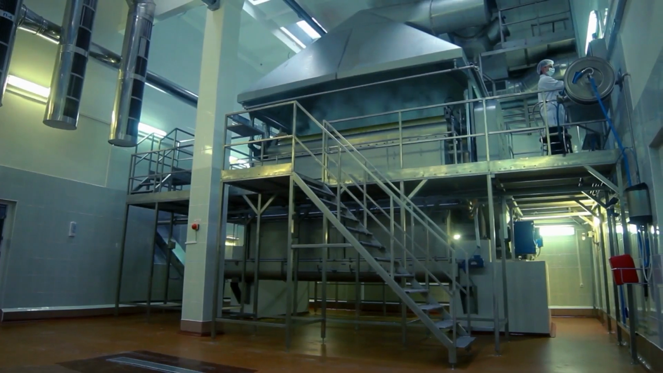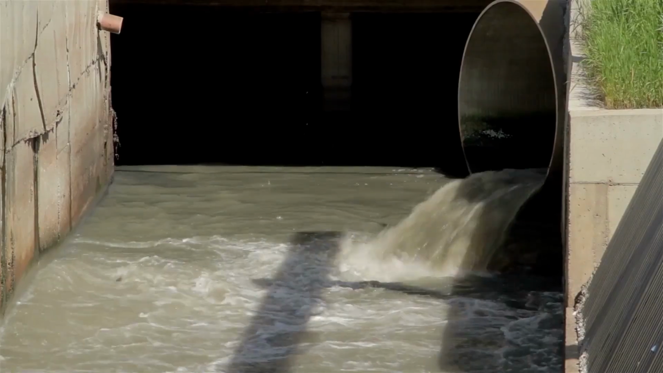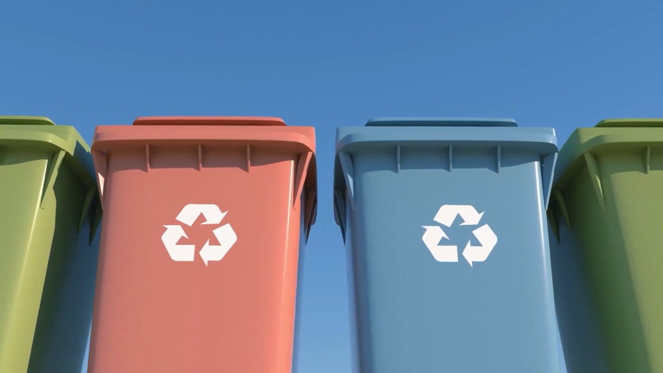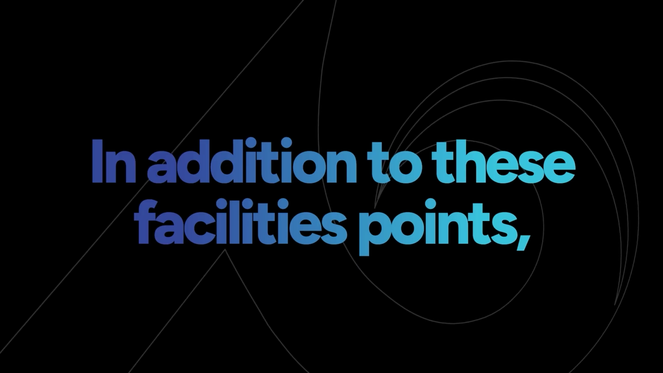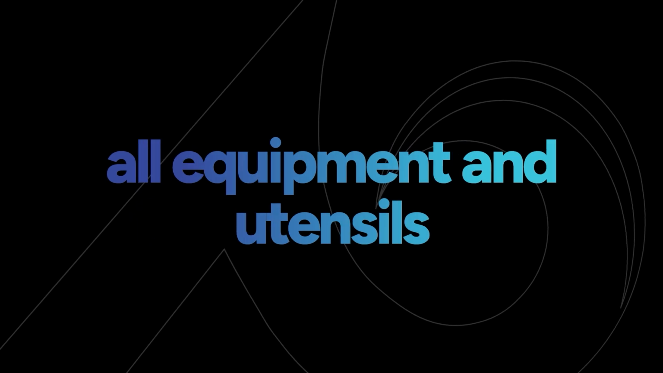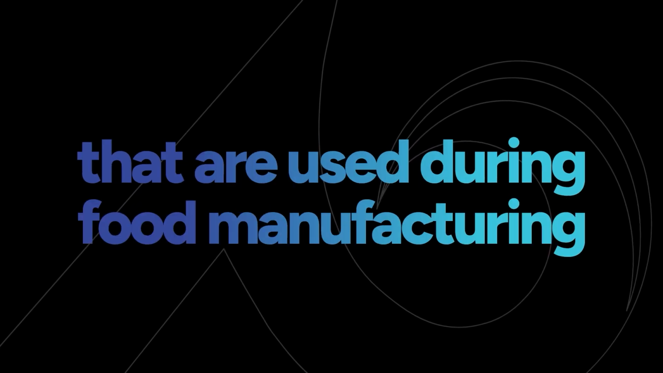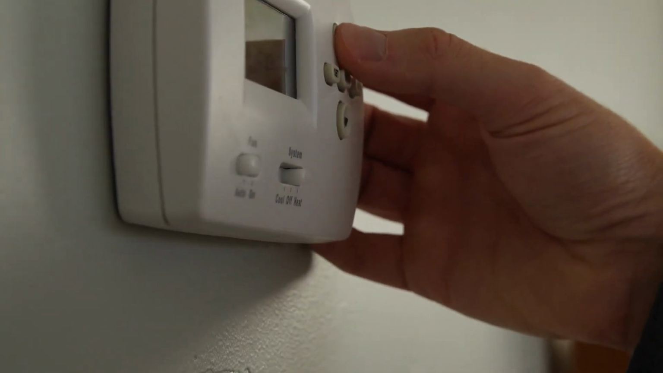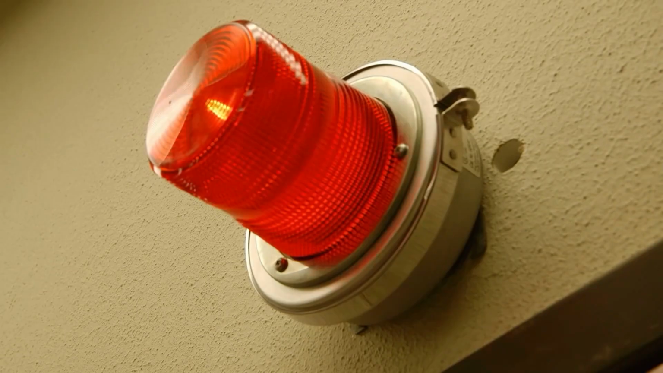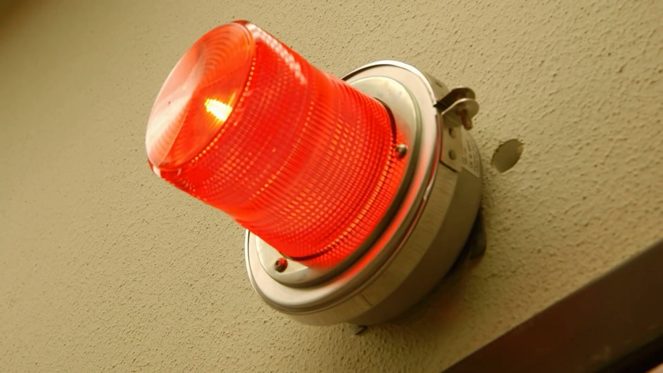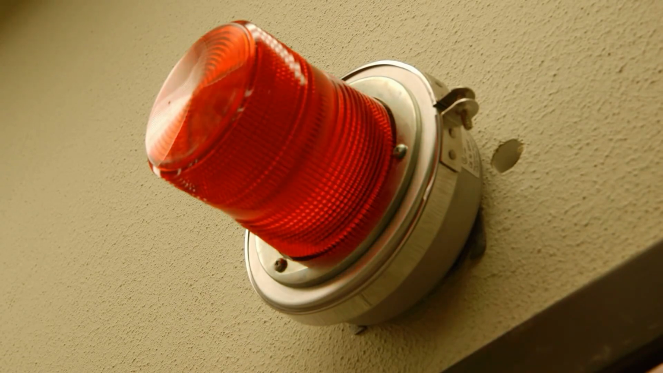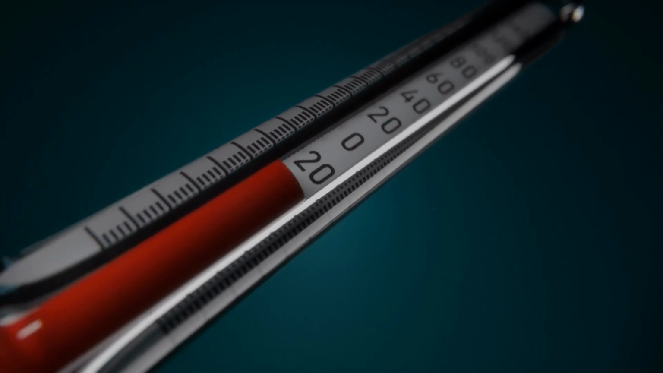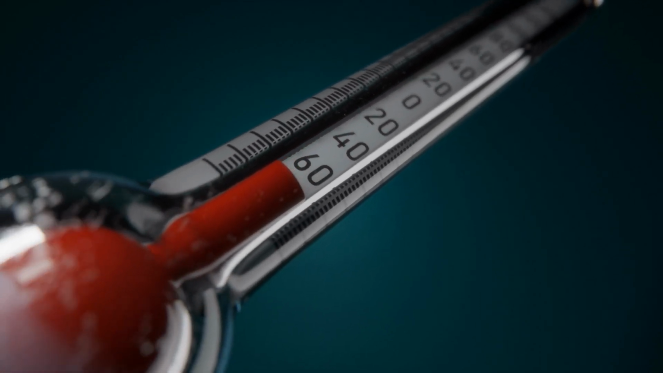Food manufacturing plants have also got to be equipped with appropriate plumbing, sewage disposal, toilet facilities, and trash disposal systems. In addition to these facilities points, all equipment and utensils that are used during food manufacturing must be properly maintained and sanitized. This is going to include an automatic control to regulate temperature equipped with an alarm system that then alerts workers of a change in that necessary temperature, since inadequate temperature control is actually, believe it or not, one of the most common causes of food-related illness.